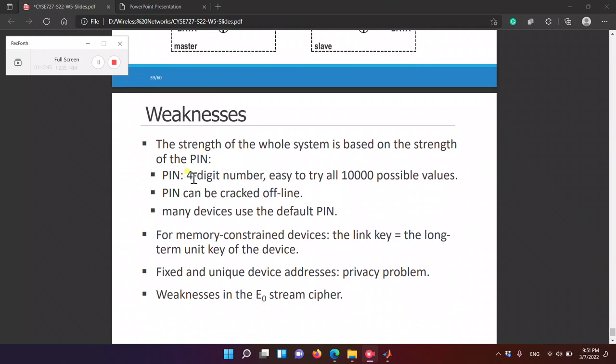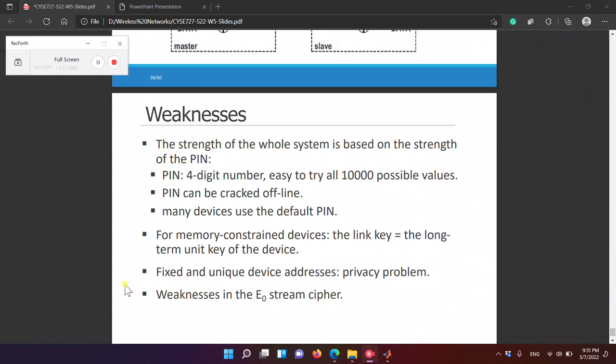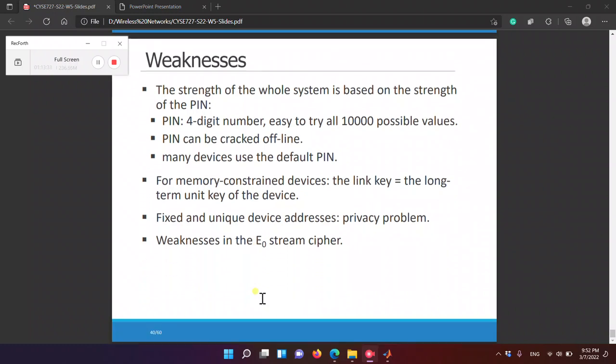The weakness is the strength of the PIN, and the PIN is only a 4-digit number, so it's very easy to brute force. And many devices use the default PIN, which is like 0000. And for memory constrained devices, the link key equals the long-term unit key of the device. So we have the memory constraint, and we have fixed and unique device addresses. So it's a privacy problem. And we have weaknesses in the encryption stream cipher.